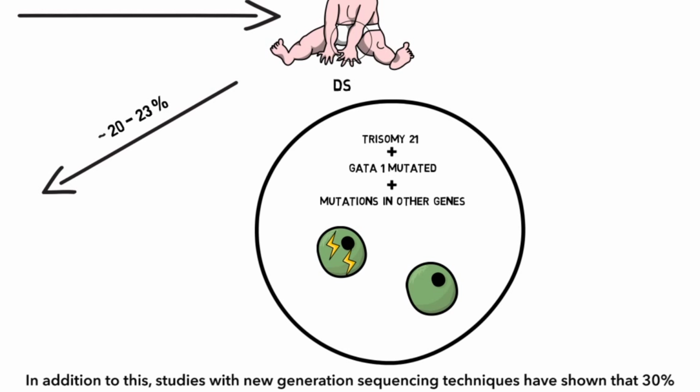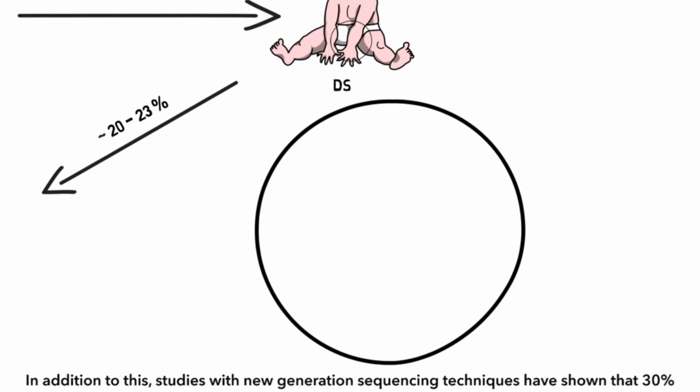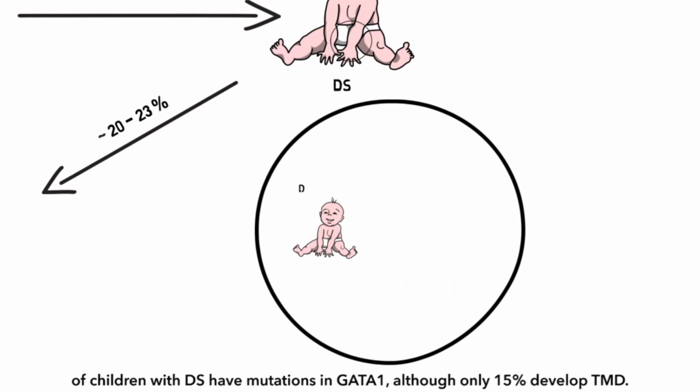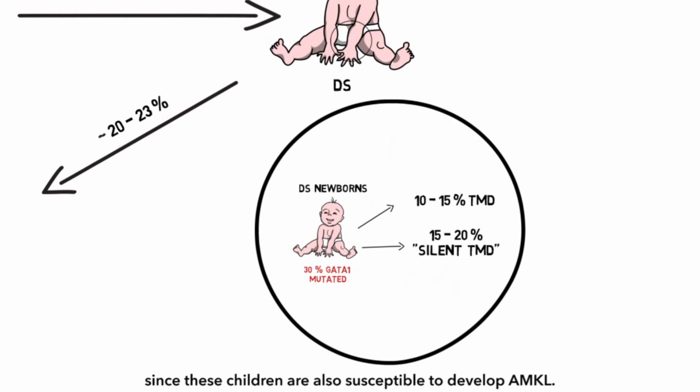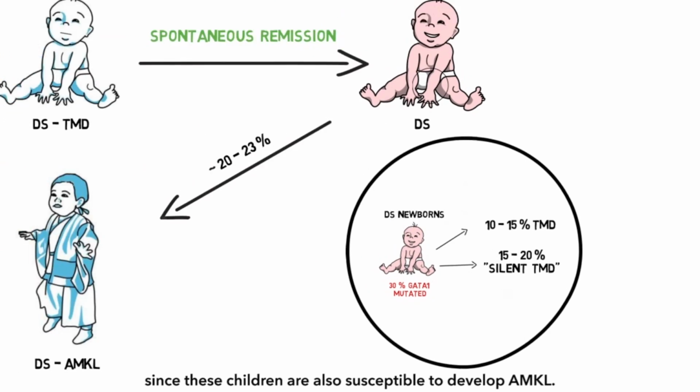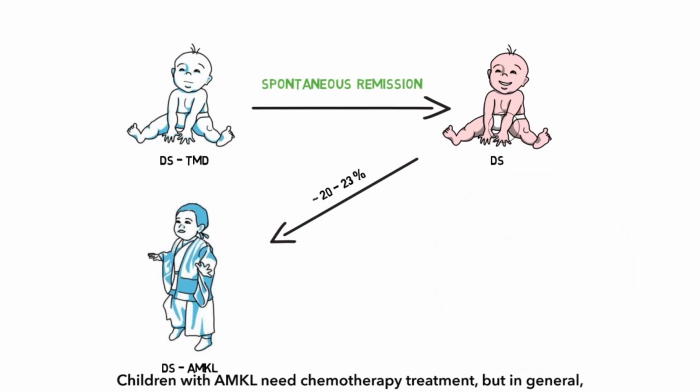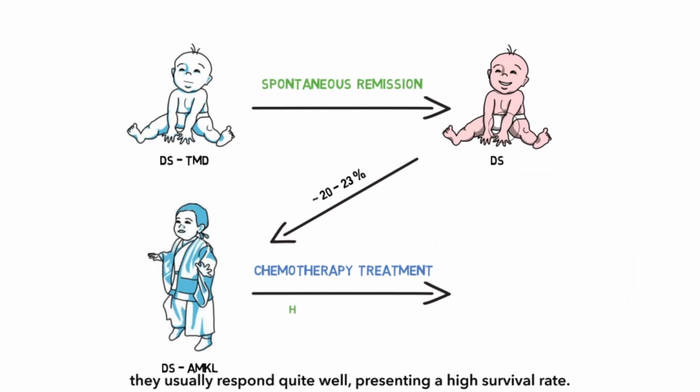In addition to this, studies with new generation sequencing techniques have shown that 30% of children with Down syndrome have mutations in GATA1, although only 50% develop TMD. These cases are known as silent TMD, but it's very important to take them into account since these children are also susceptible to developing AMKL. Children with AMKL need chemotherapy treatment, but in general they usually respond quite well, presenting a high survival rate.